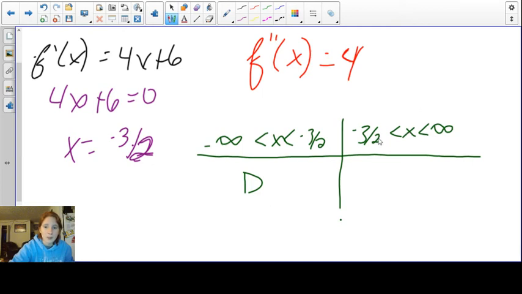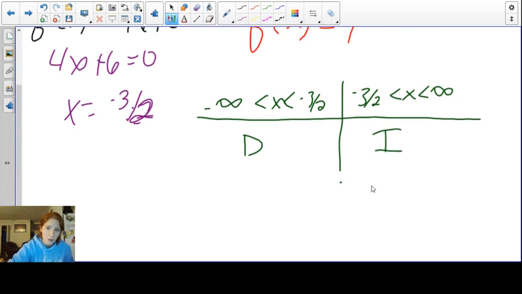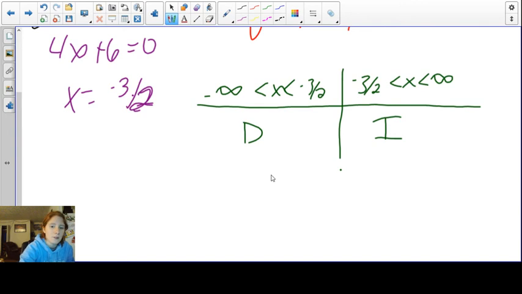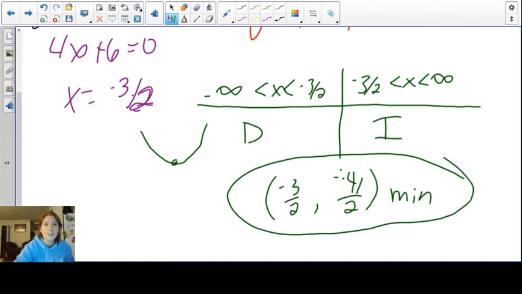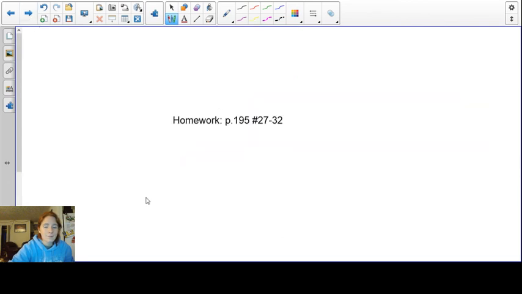I'm going to pick another number over here that is bigger than this. I'm going to pick 0 because 0 is always an option. When I plug in 0, I get 6, which is a positive number, so we are increasing. So if I am decreasing then increasing, I'm going to have a minimum, or if you remember your chart, you should know it's a minimum. It's going to be a minimum at negative 3 halves, negative 41 halves. That's my answer. Alright guys, see you later.